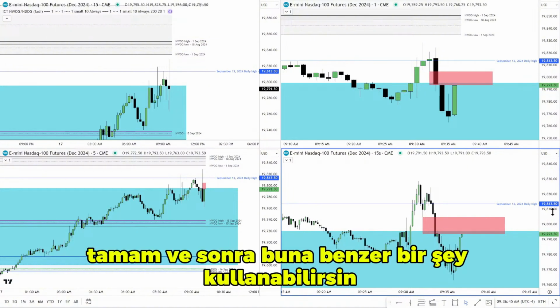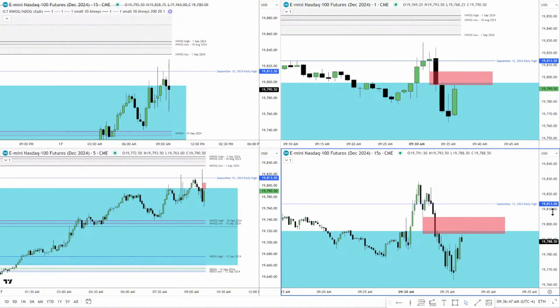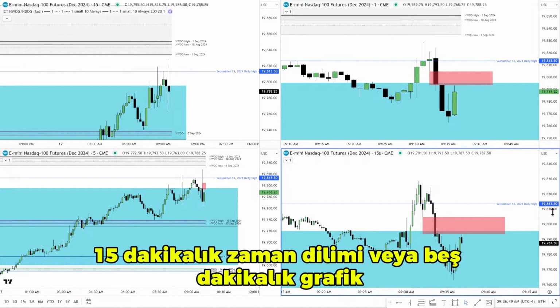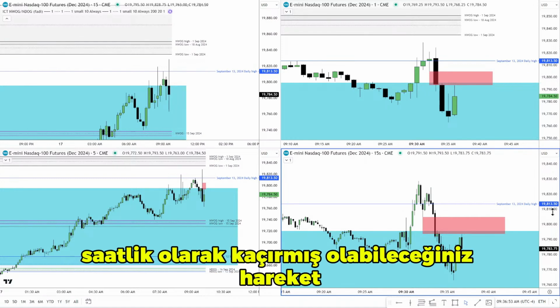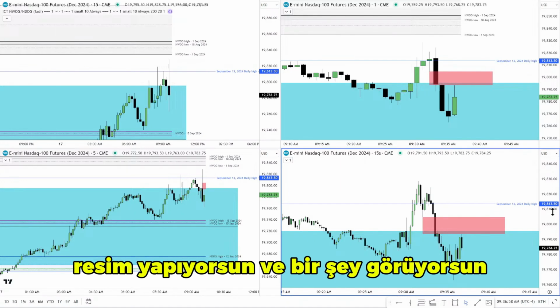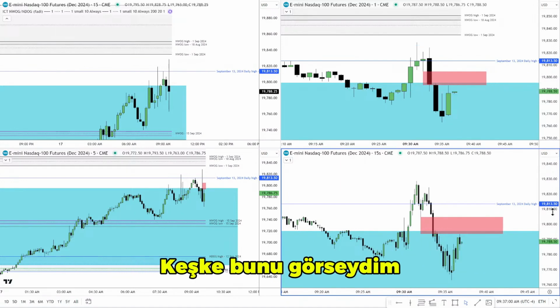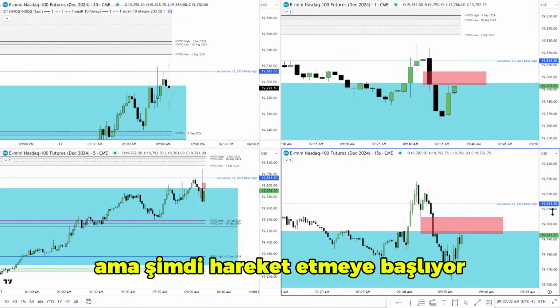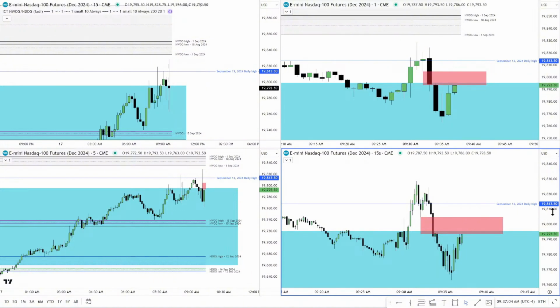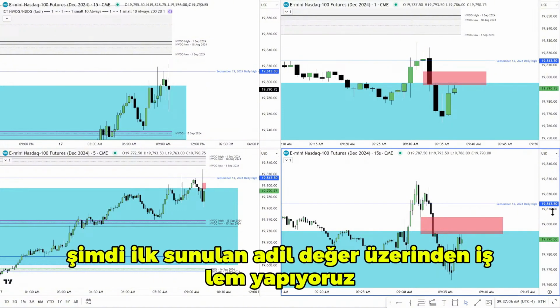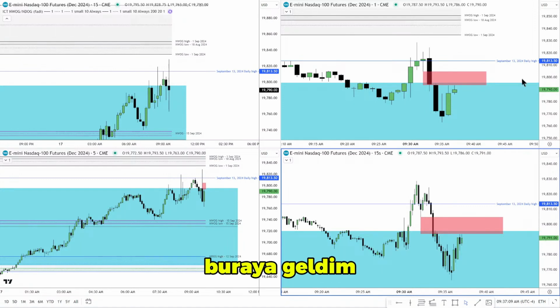Okay, and then you can use something like a 15-minute time frame or 5-minute chart to get into a move that you may have missed on the hourly. Or say you're panning through and you see something, oh wow, I didn't see that setup there. I wish I would have seen that, but it's now starting to move. Now we're trading into the first presented fair value gap here.